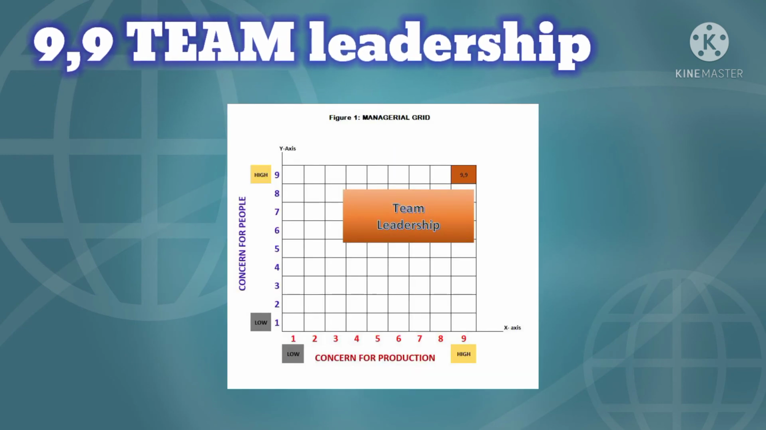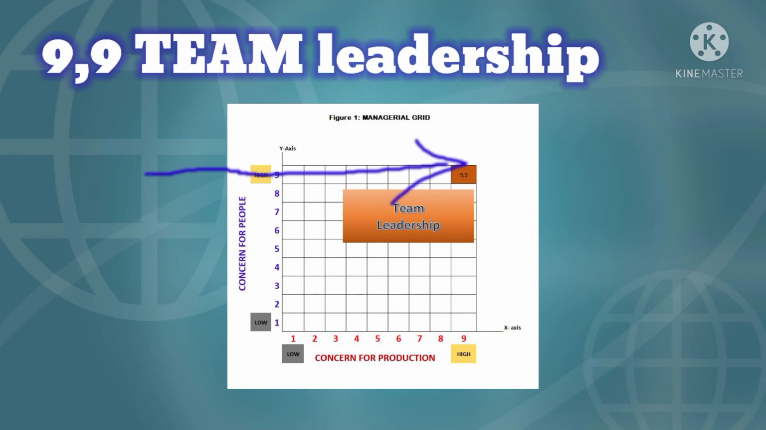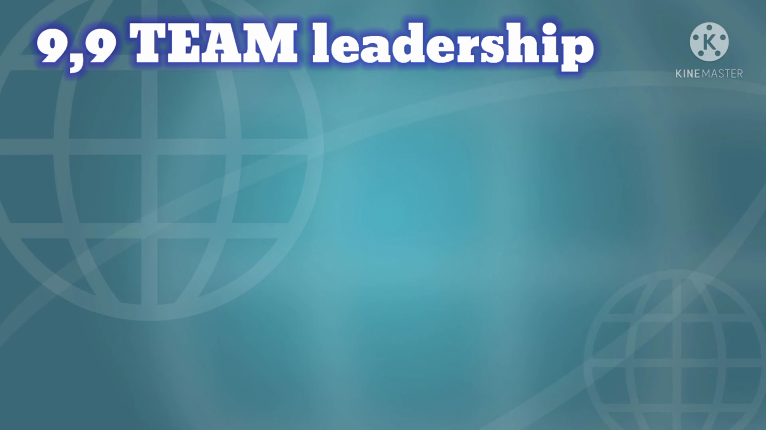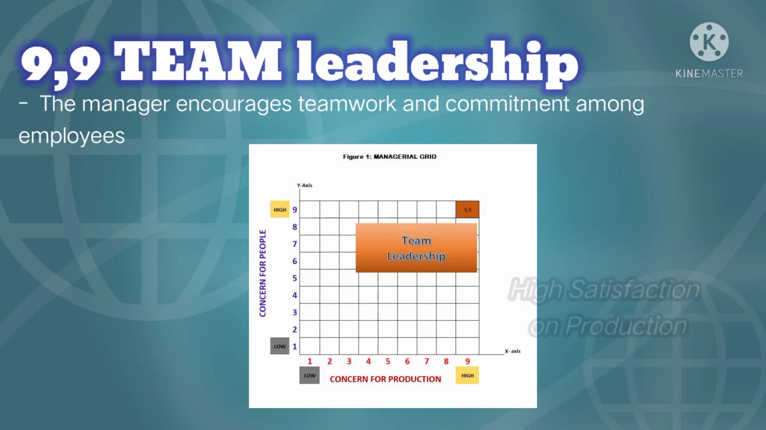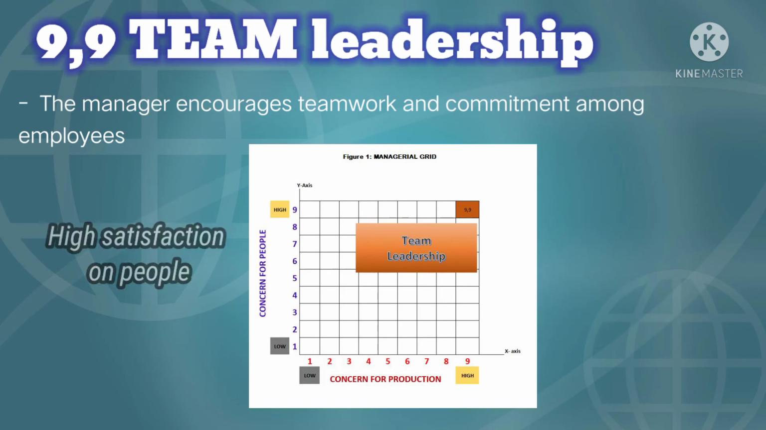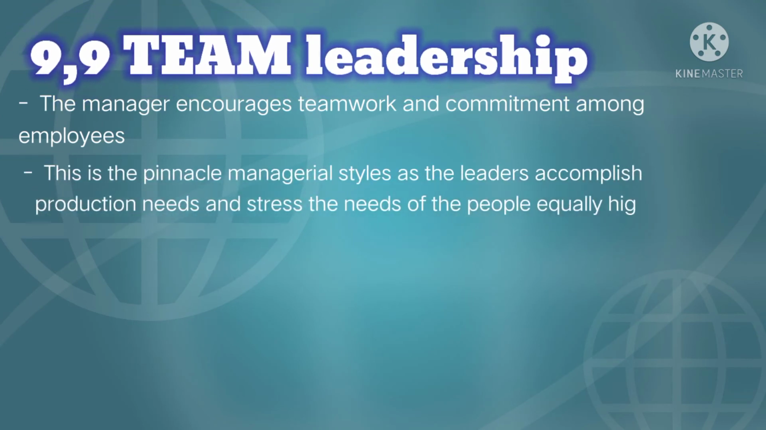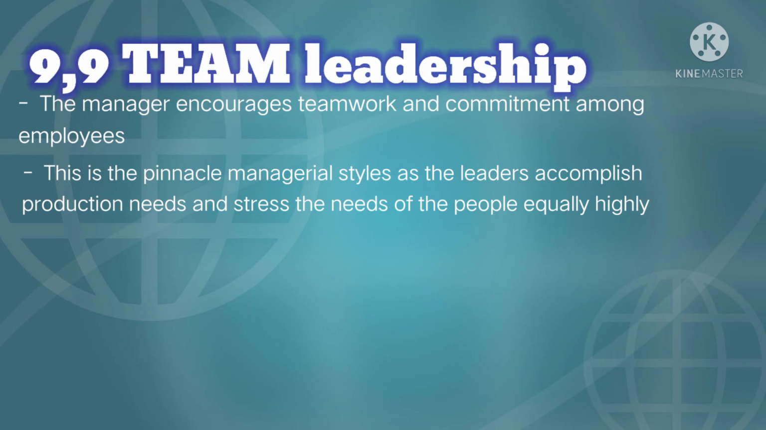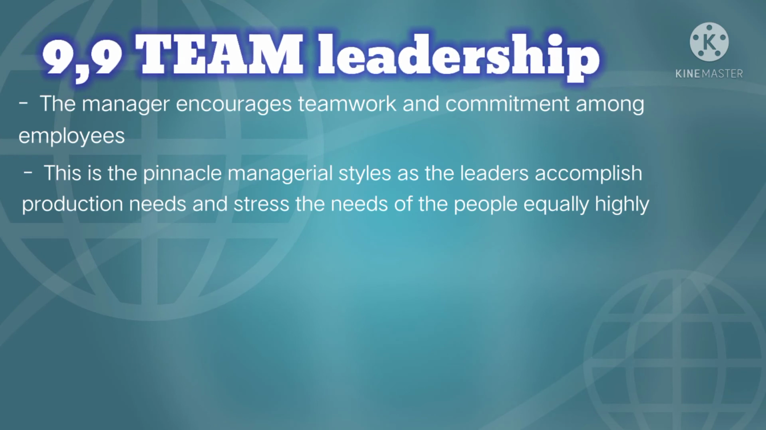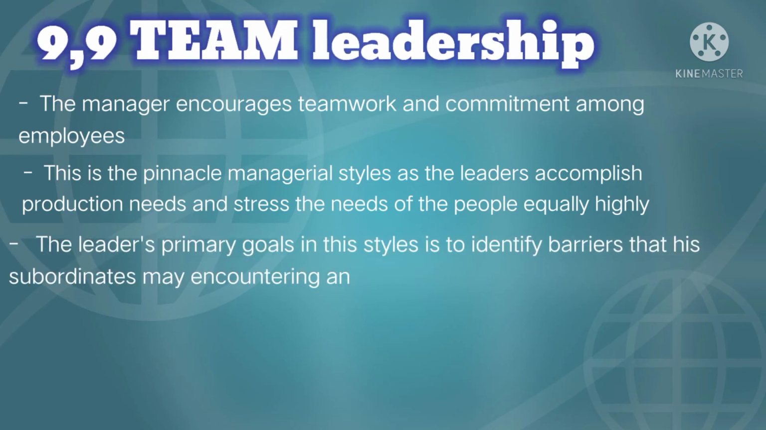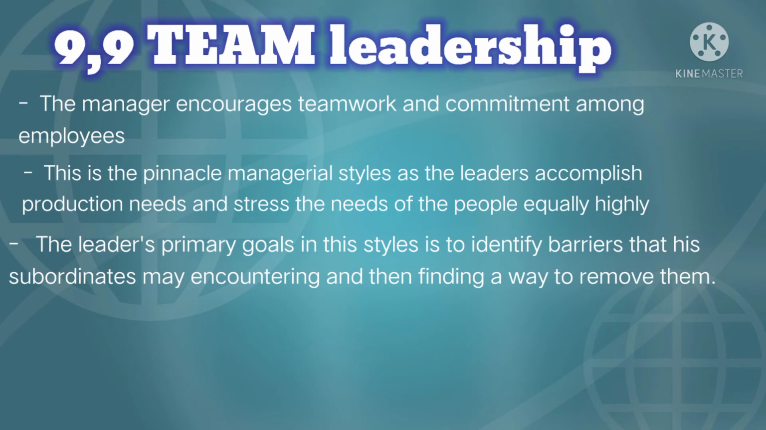Last but not least is the team leadership. This kind of leadership pays high concern to both people and production. It encourages teamwork and commitment among employees, which leads to higher production and a higher level of people satisfaction. This is the pinnacle of managerial style, as the leader accomplishes production needs and the needs of the people are highly equal. Another primary goal of the leader in this kind of leadership is to identify the barriers that his subordinates may be encountering and then find a way to remove them.